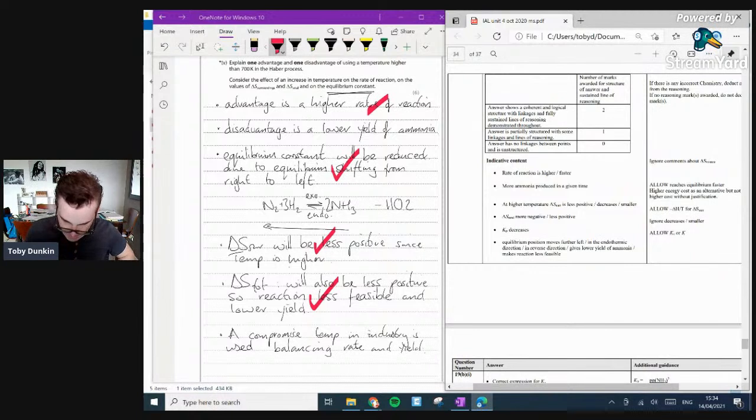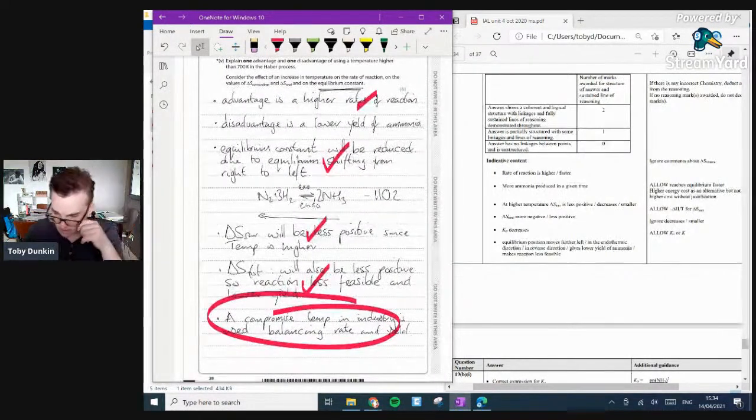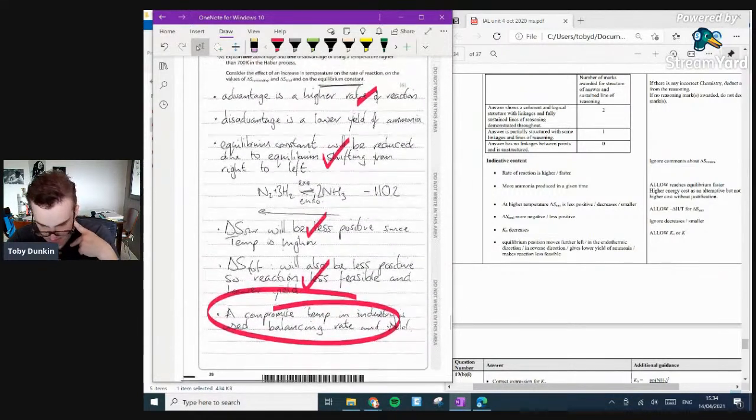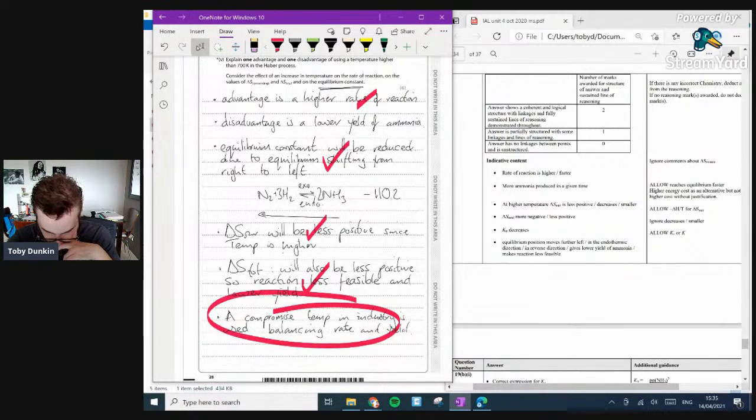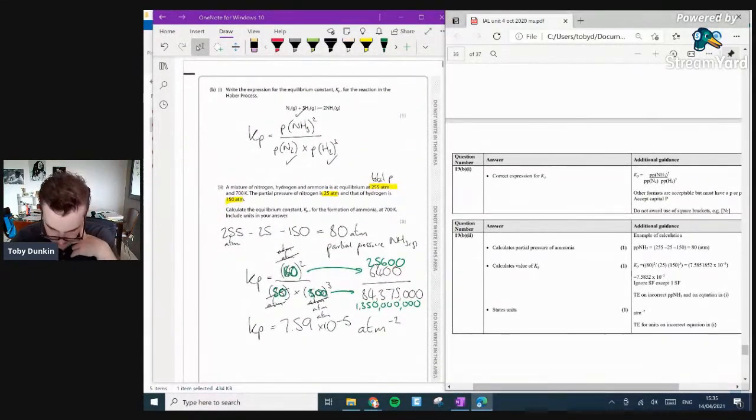And that was the whole compromise temperature used to balance rate and yield. Allow reaches equilibrium faster, higher rate, higher cost without justification. Okay, I'll give you it. That whole thing of more ammonia produced in a given time, I feel like that's a bit of a mean one. I've definitely got all but that mark. Anyway, those waffly ones, I don't mind losing marks on.